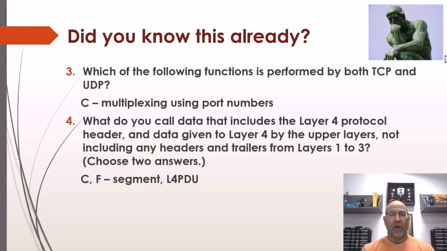Question number 4, what do you call data that includes the layer 4 protocol and data given to layer 4 by the upper layers, not including any headers and trailers from layers 1 through 3? Well, the language that we use at TCP is a segment, right? So you prepare a segment, and the sequence and acknowledgement numbers are all about the segments. And since we're talking about layer 4, it's a layer 4 protocol data unit, or PDU.